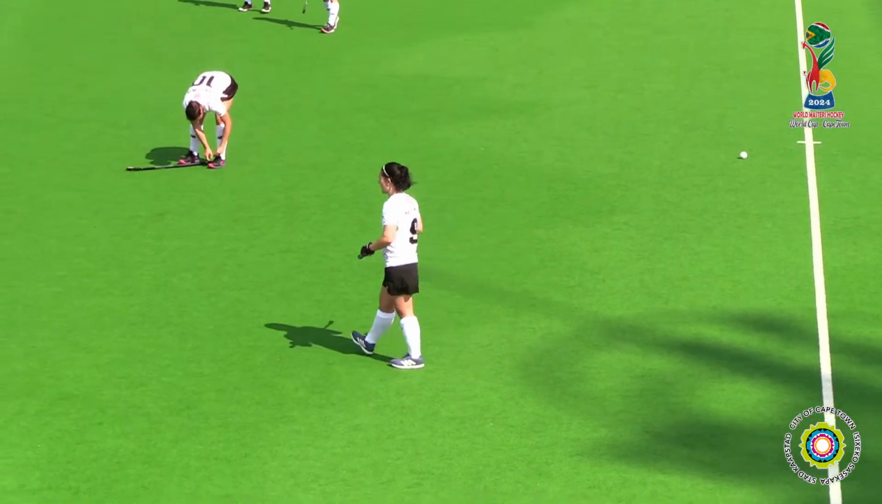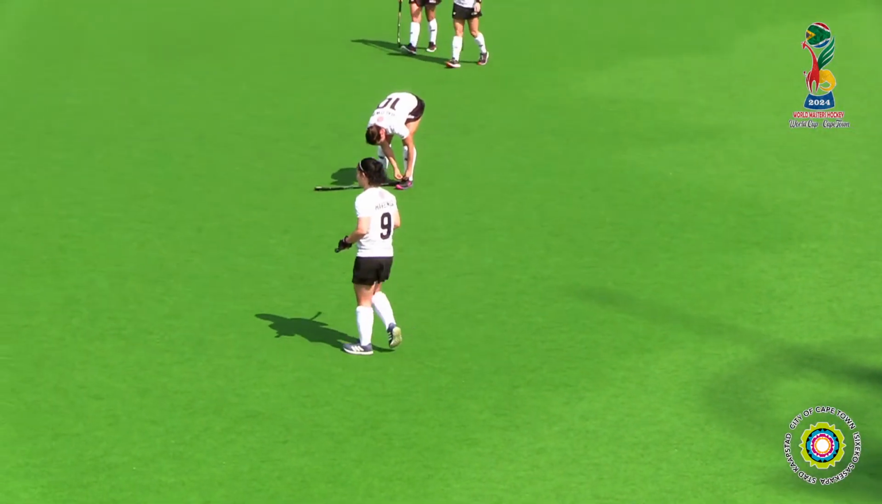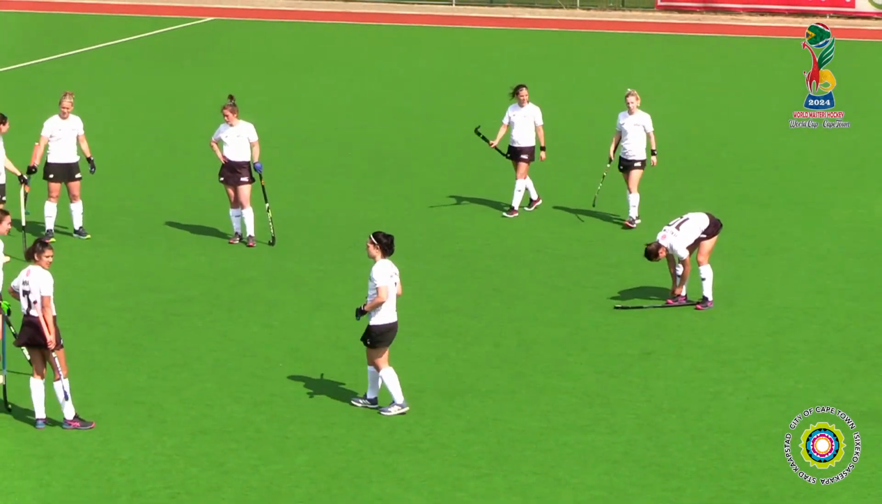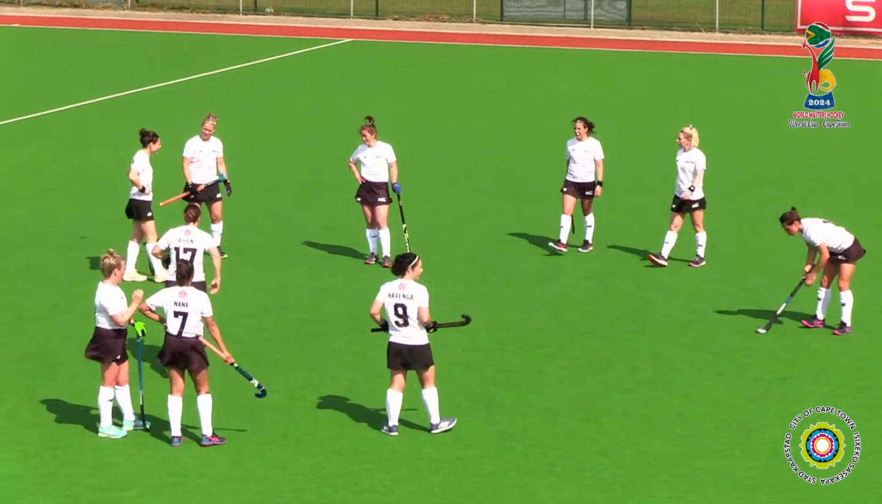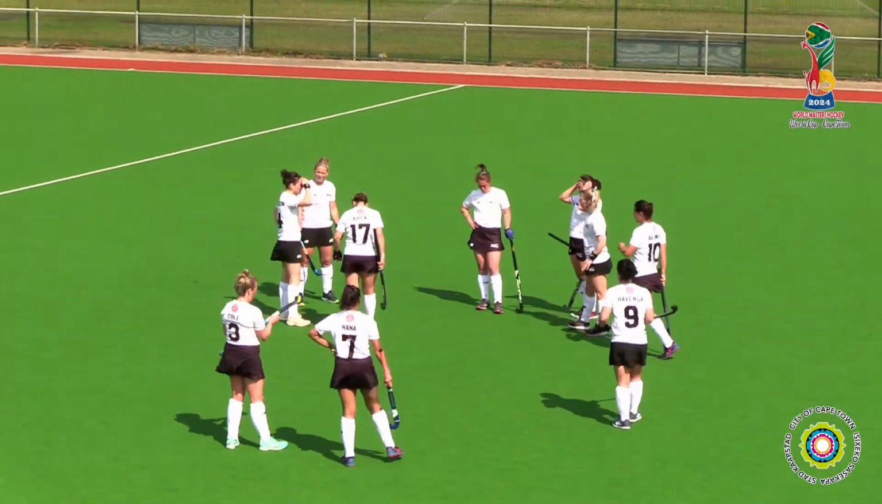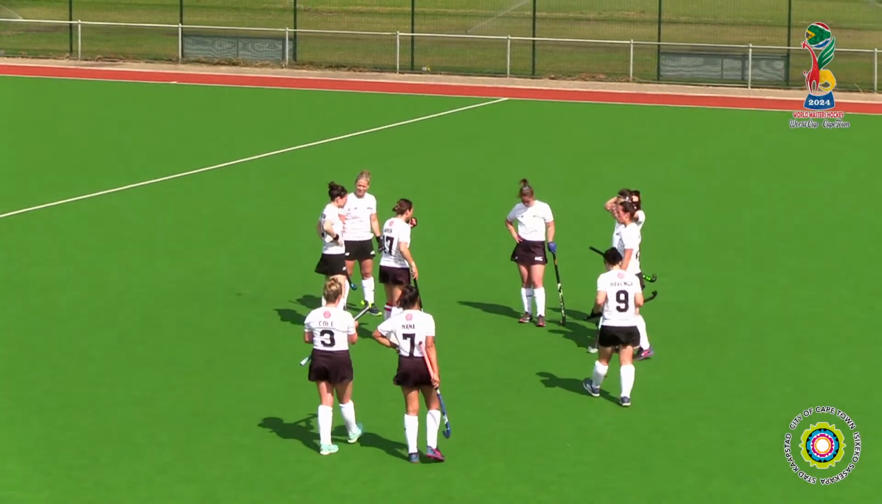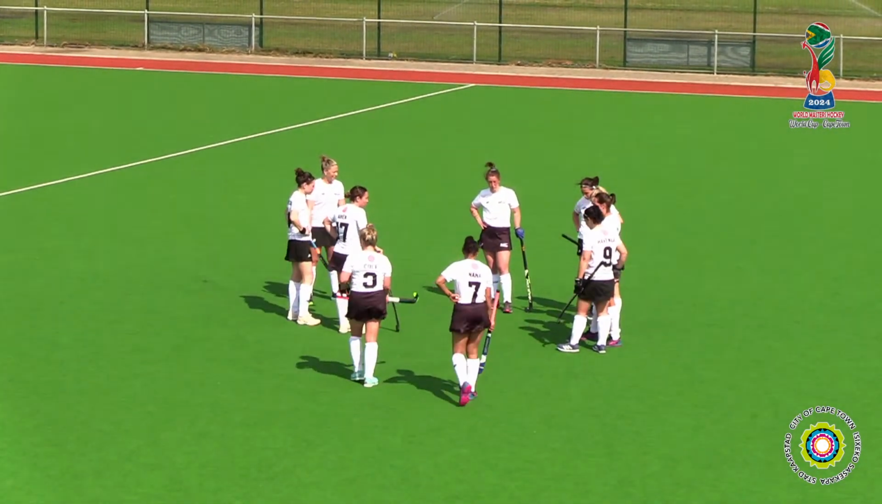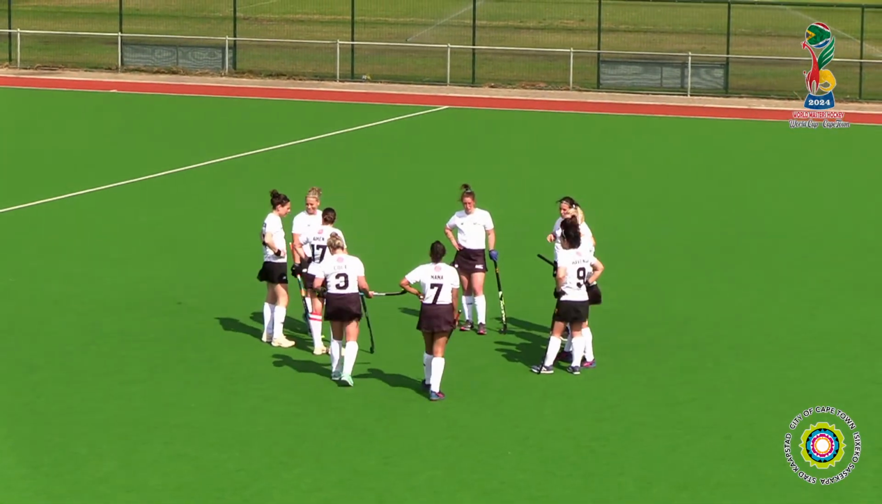Ladies and gentlemen, we are about to get underway with the second half of the fixture between New Zealand and Zimbabwe. Zimbabwe scored first with a goal from Lauren Ward, and New Zealand managed to equalize by a penalty stroke scored by Olivia Rawlinson.